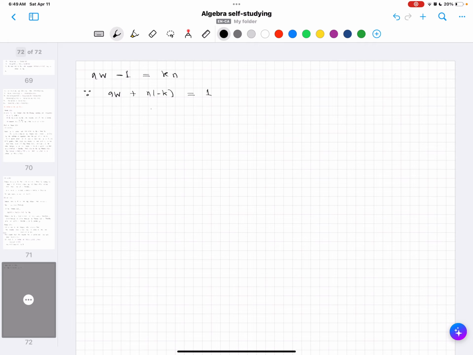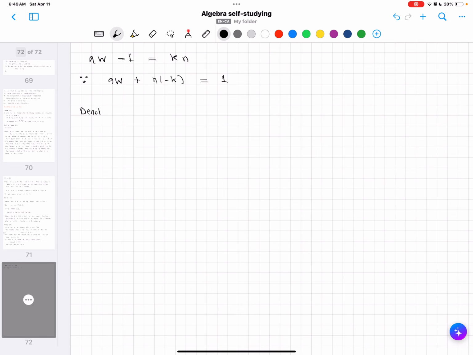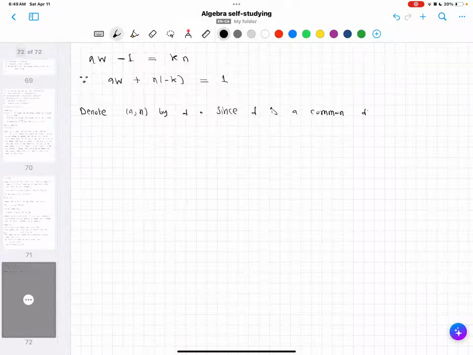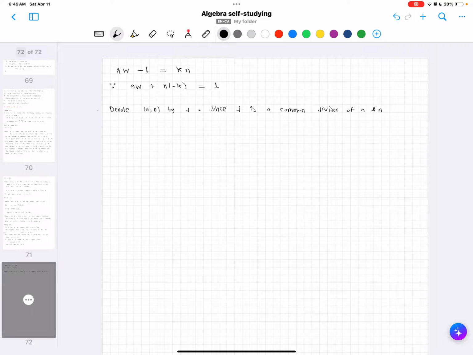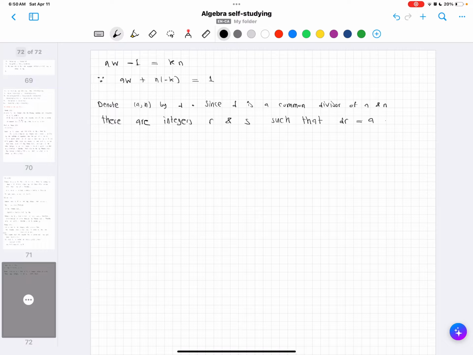So we denote the GCD of a and n by d, and since d is a common divisor of a and n, there are integers r and s such that d times r is equal to a and d times s is equal to n.